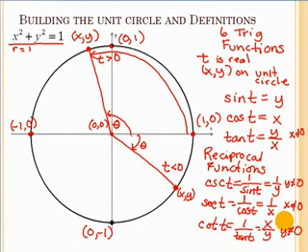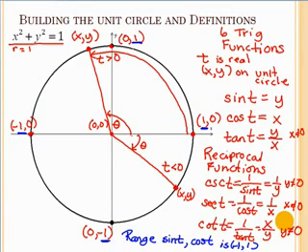One last thing to notice here. If you look, y is always between 1 and -1, and so is x. So that means that the range for sine and cosine is -1 to 1. So if you get a value that's bigger than +1 or smaller than -1, you better go back and check what you did, because you made a mistake.